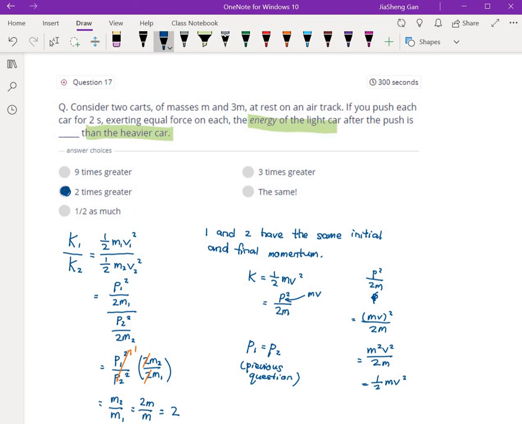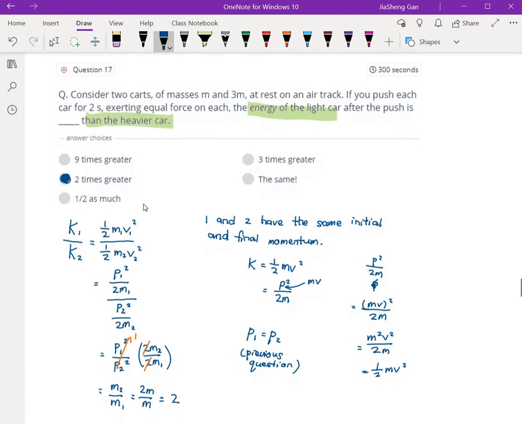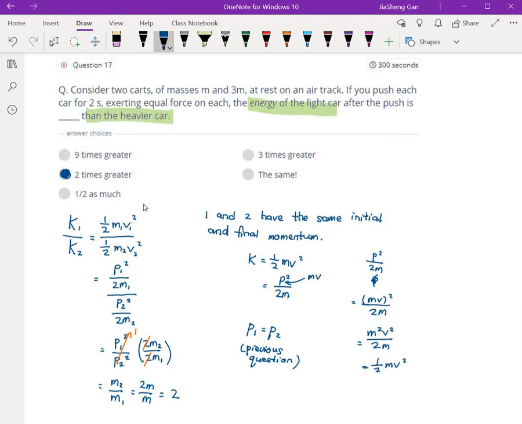Okay, it involves a bit of ratio calculation, which I think is an important skill. So if you're comparing energy, you take energy in one case, divide by the energy of another case. After that, you need to continue to do some kind of substitution here and there to obtain the correct answer. And for this case, the correct answer is 2 times greater. Okay, so that's all for chapter 3. Thank you.